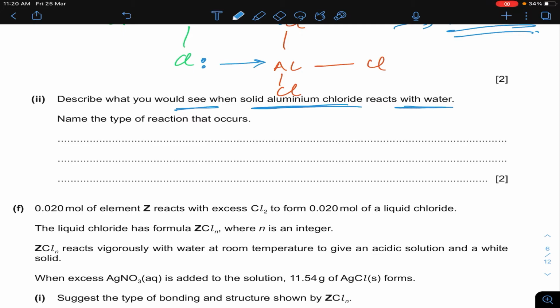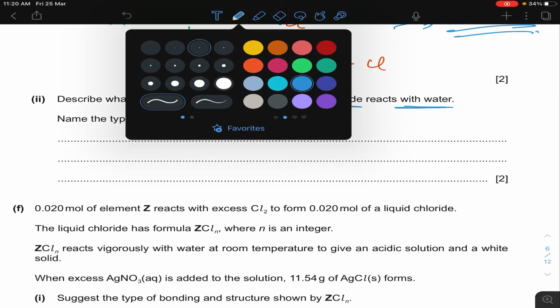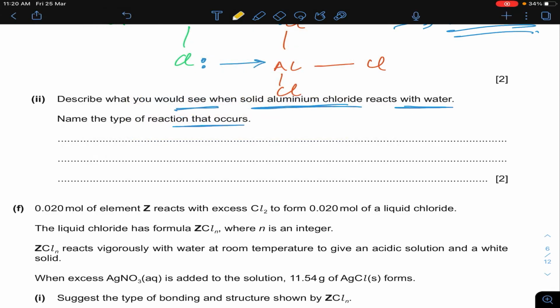Okay, then next they're saying, describe what you would see when solid aluminum chloride reacts with water. Name the type of reaction that occurs. So when AlCl3 dissolves in water, the type of reaction that occurs is hydrolysis. It breaks the water molecule, releasing H+ ions, which react with the chloride ion to form HCl.